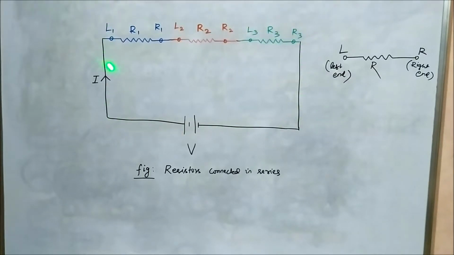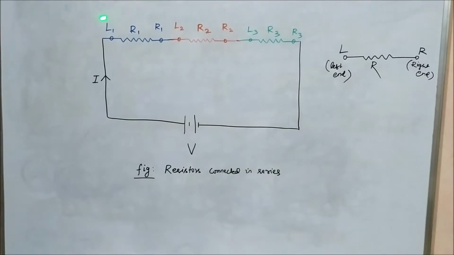Now look at this circuit diagram. This is one of the most basic circuits you will find to depict series connection of resistors. It consists of a voltage source V with three resistors R1, R2 and R3. Don't consider L1, R1, all that for now. Just focus that there are three resistors R1, R2, R3, which are connected across the voltage source V, DC voltage source V.